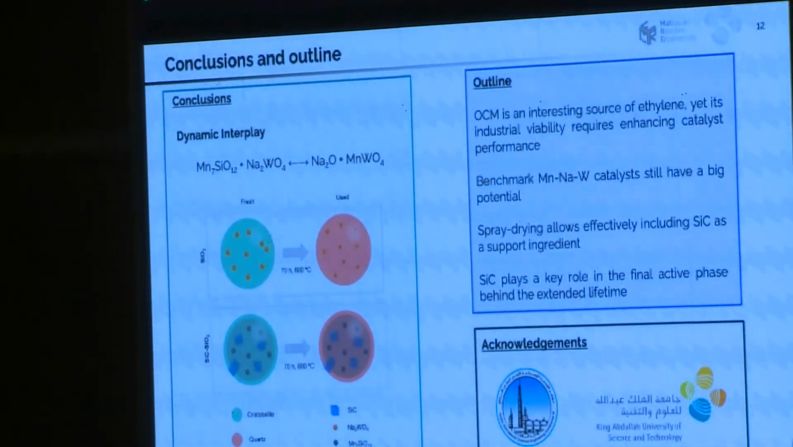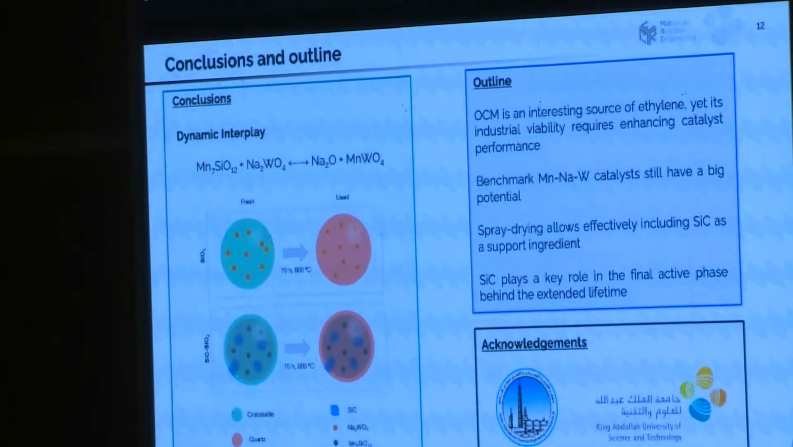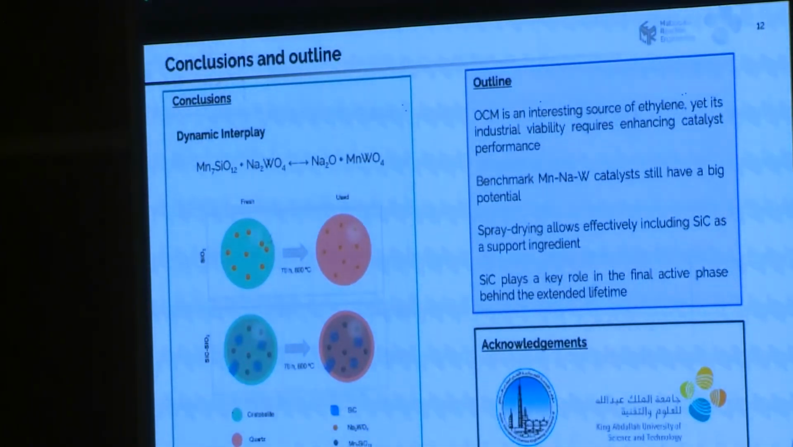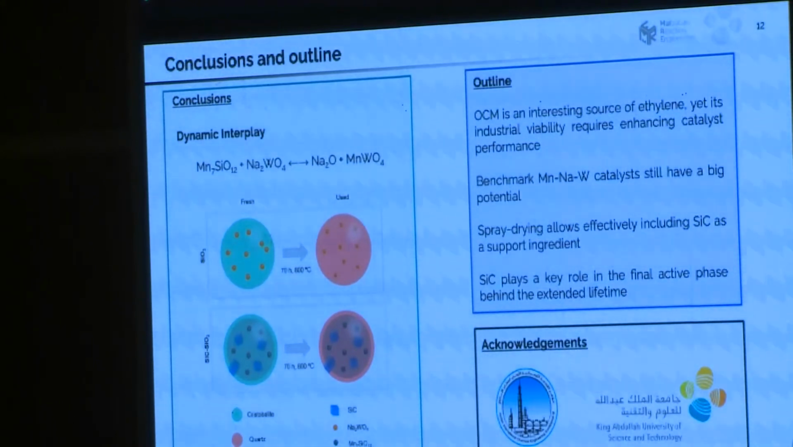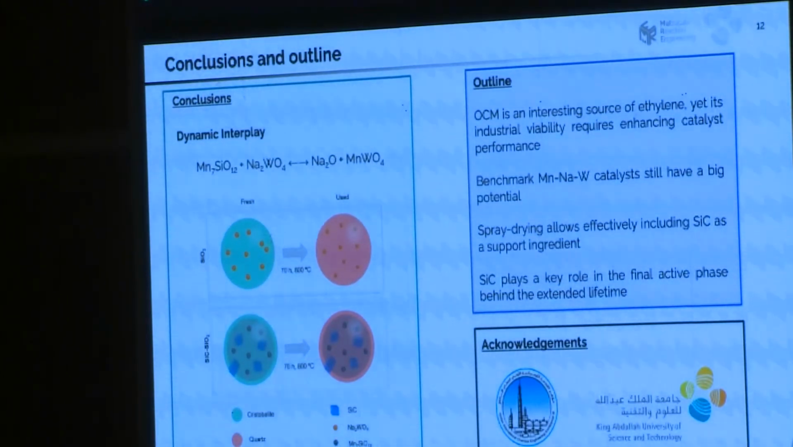we conclude that the enhanced stability that... Yes. So we could conclude that the extended stability that the spray drying catalyst showed was attributed to the presence or to the alteration of the active sites that the silicon carbide provided.